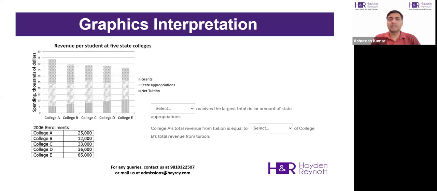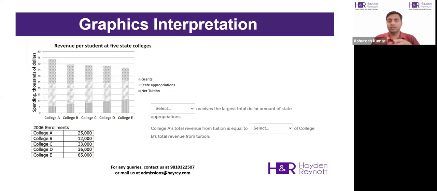Apart from data sufficiency, the next one is graphing interpretation. In graphing interpretation, you will get 1 or 2 graphs. That could be a bar graph, pie chart, or any other kind of graph. There might be a table also, as you can see on the left side. Based on that, you will get 2 to 3 questions.